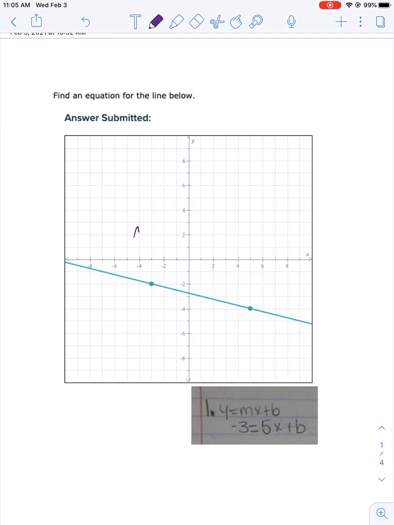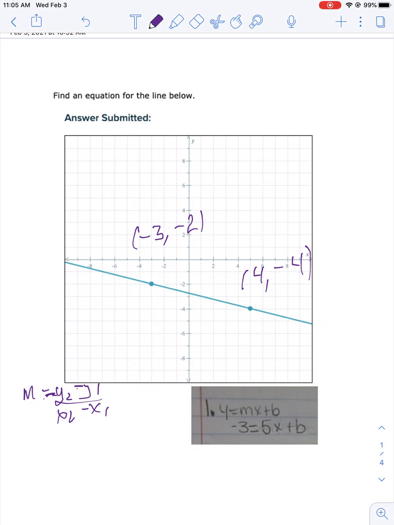The point to the left is going to be at -3 and -2. The point on the right is going to be +4 and -4. So now let's find the slope. Remember, slope is y2 minus y1 over x2 minus x1. Minus signs aren't showing up very nicely there.